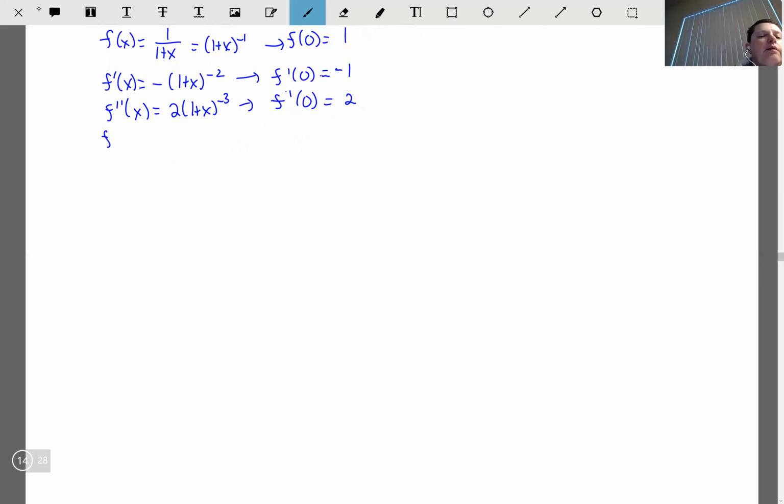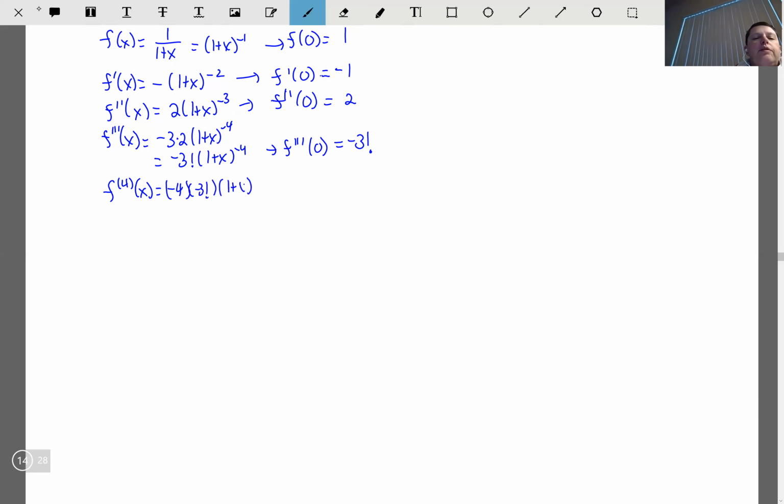The third derivative is going to be negative 3 times 2, 1 plus x to the negative 4, which is negative 3 factorial times 1 plus x to the negative 4. So f third derivative at 0 is going to be negative 3 factorial. I'll just do one more for good measure. I have -4, but you may recognize that this is super similar to the example that we just did. And so this is 4 factorial times 1 plus x to the 5th. So the fourth derivative at 0 is 4 factorial.